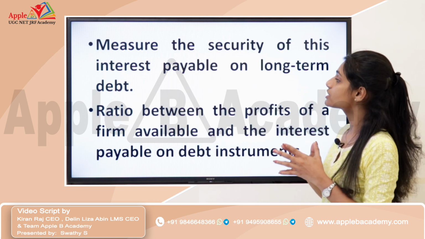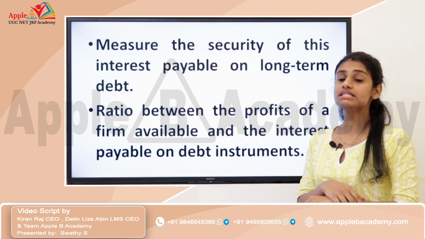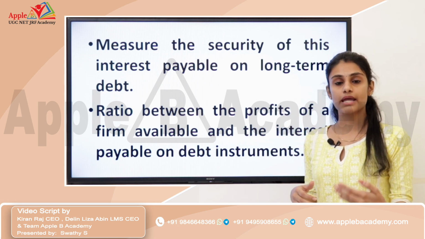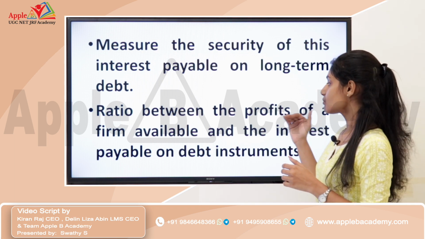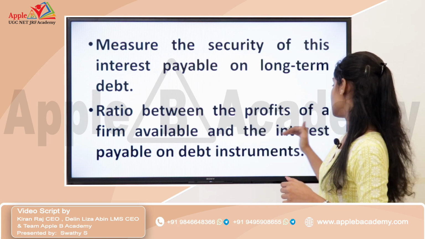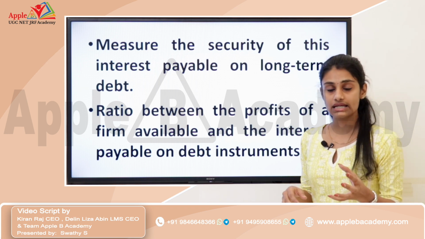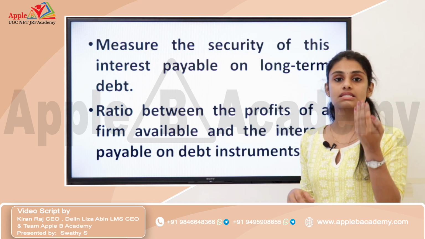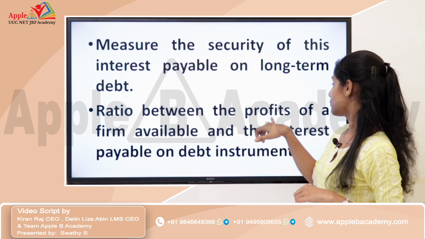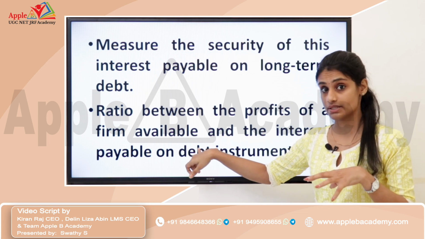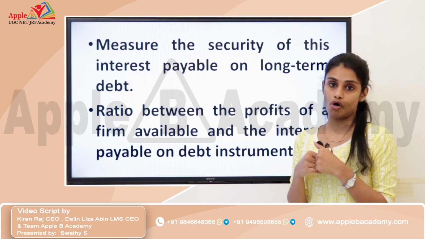So this measures the security of the interest payable on long term debt. Here it is analyzing whether the company is able to meet these long term interest payments on time. This is a ratio between the profits of the firm available and the interest payable on debt instruments. So we are analyzing whether we are able to meet this interest cost with the help of our profits, that means whether we are able to pay off these interest costs with the help of the profit of the company.